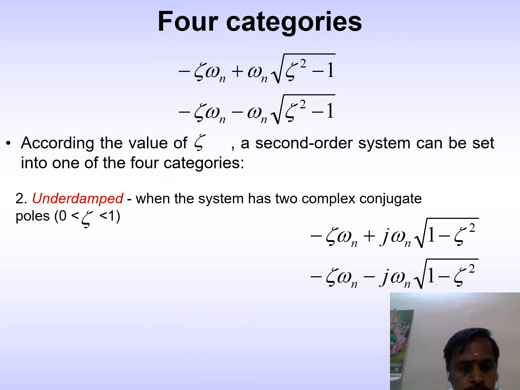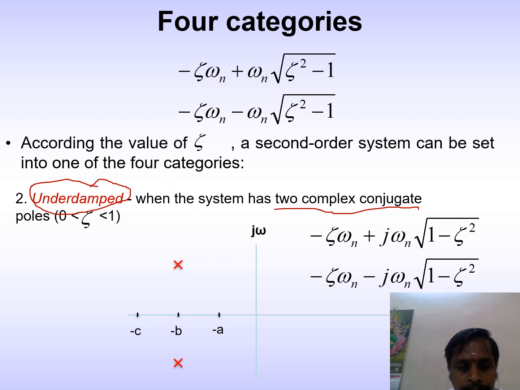And if the damping value is between 0 and 1, it is called underdamped. Here, for the underdamped system, the poles are two complex conjugate poles. So the poles are located with a real part as well as an imaginary part, in these two quadrants of the s-plane.